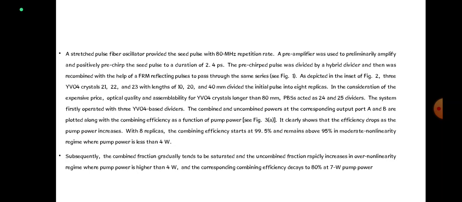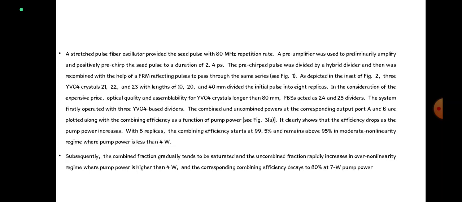The system first operated with three basic dividers. The combined and uncombined powers at the corresponding output port A and port B are plotted along with the combining efficiency as a function of pump power. It clearly shows that the efficiency drops as the pump power increases with 8 replicas, and combining efficiency starts at 99.5% and remains above 95% in moderate nonlinear regime where pump power is less than 4 watts.